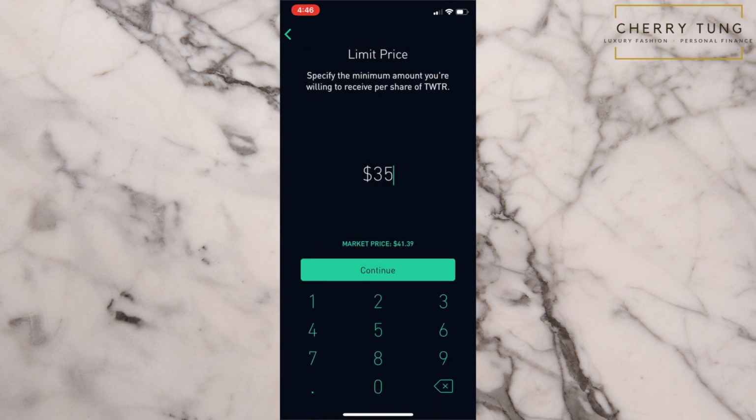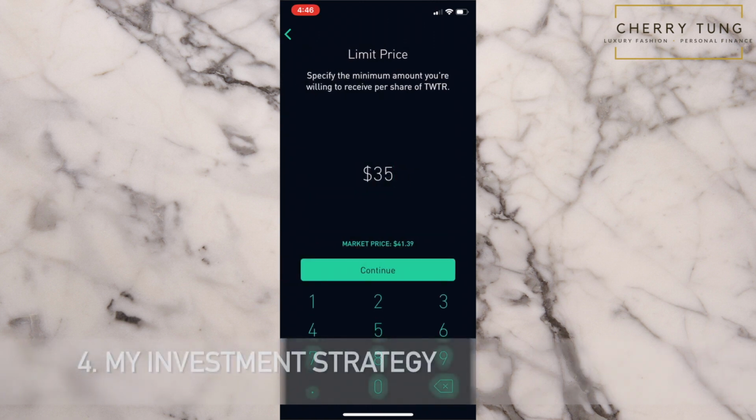And then here is part 4, my investment strategy in general. So, my investment strategy in general is that I do not buy anything that I am not familiar with. I do not buy anything that people go crazy about. I do not buy anything that I don't understand.